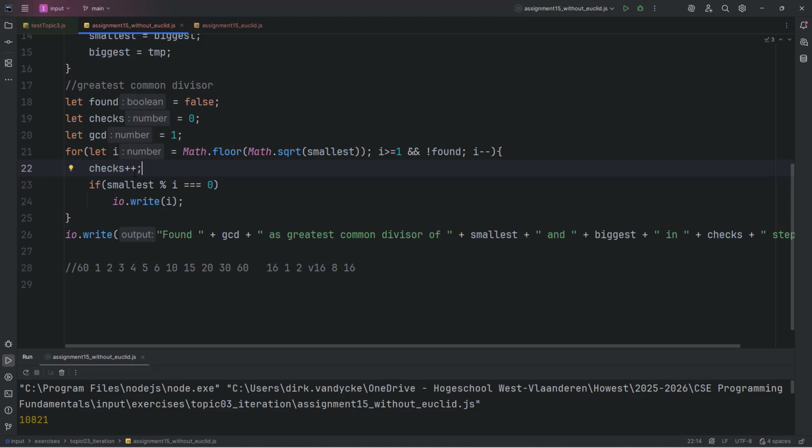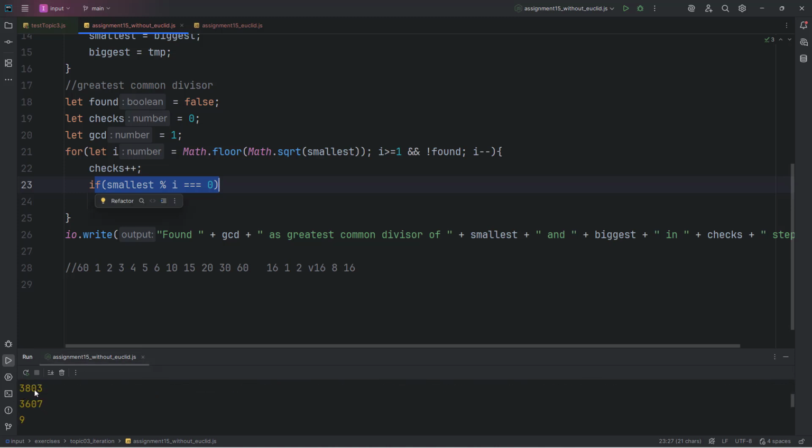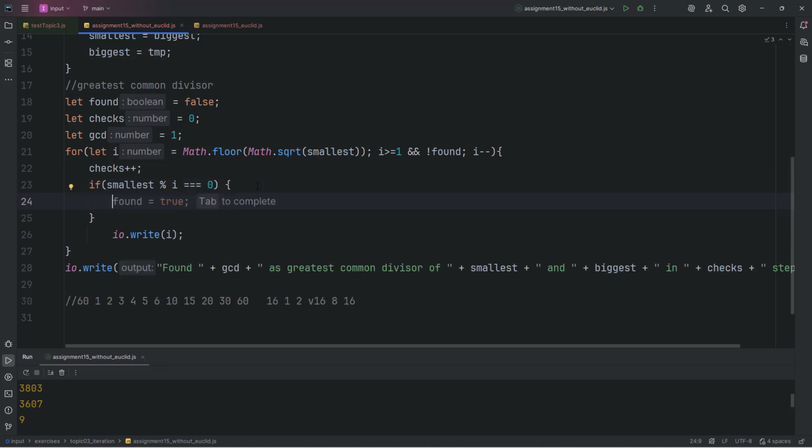Now I've found all divisors, right? And he's coming from behind. So 10,821, 3,800, 3,609, okay? What I need to do is, if I'm sure I have a divisor, then I can say, well, now I know that I found two divisors. First divisor, so divisor 1 being I, actually, okay?